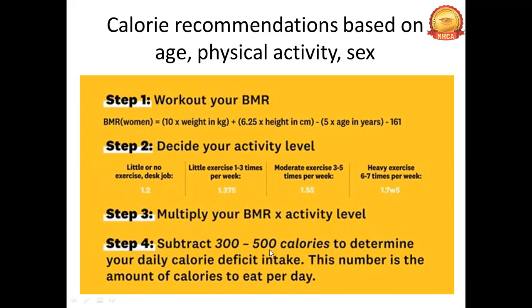Start with minus 300 calories in the first week, minus 400 calories in the second week, minus 500 calories in the third week. Don't directly reduce 500 kilocalories from the next day onwards. Their basal metabolic rate will go down. Slowly, you have to taper the calories down.